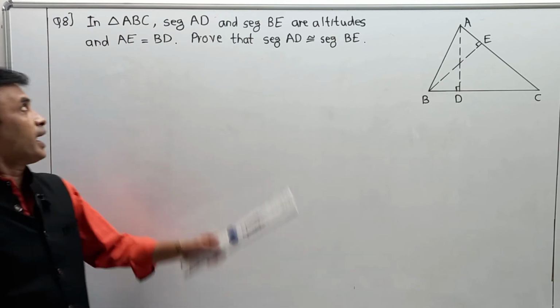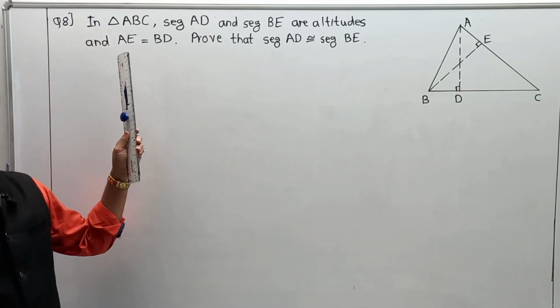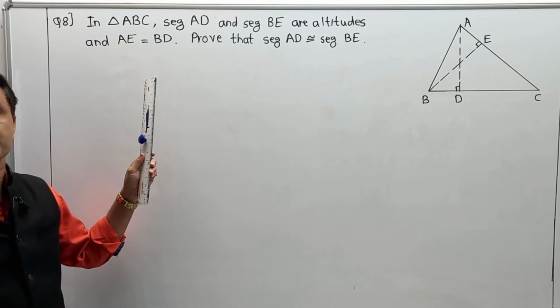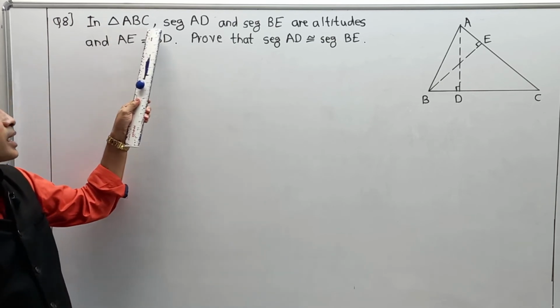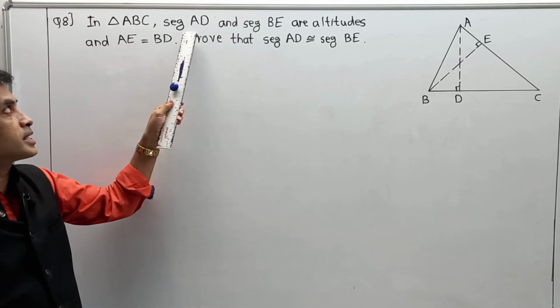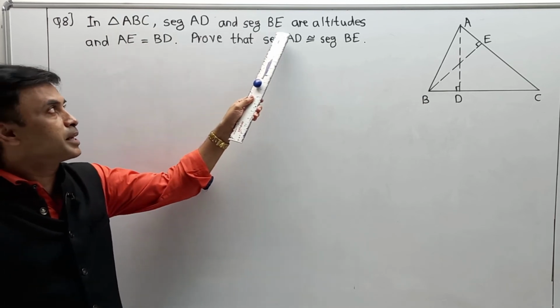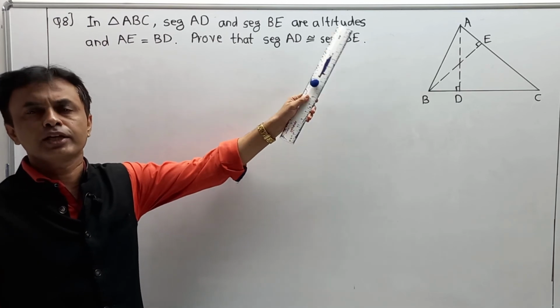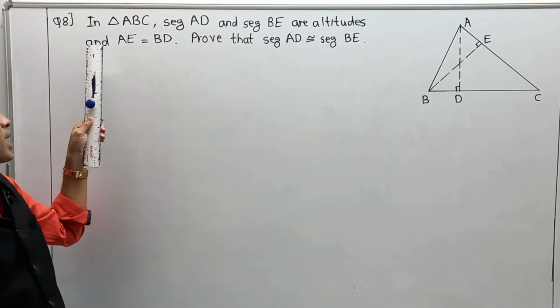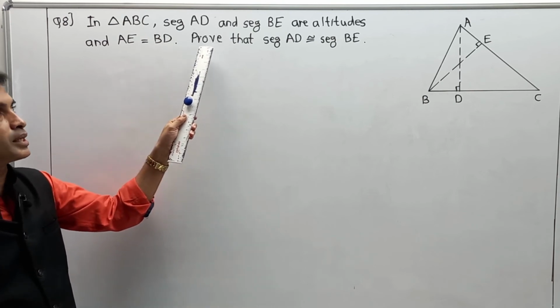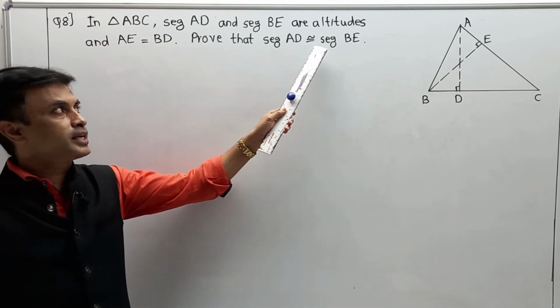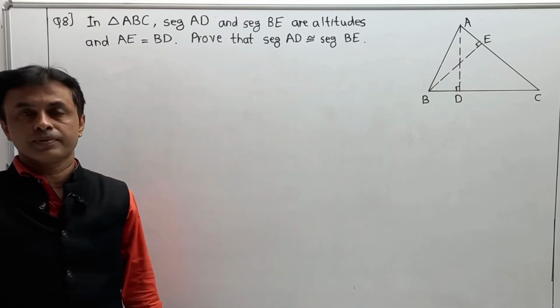Continuation with the numerical, and numerical number 8 is. Now please try to understand this question. This question is logical and tricky. So the part is, in triangle ABC, segment AD and segment BE are altitudes. Altitude means you can say heights. And AE is equal to BD. Prove that segment AD is congruent to segment BE.